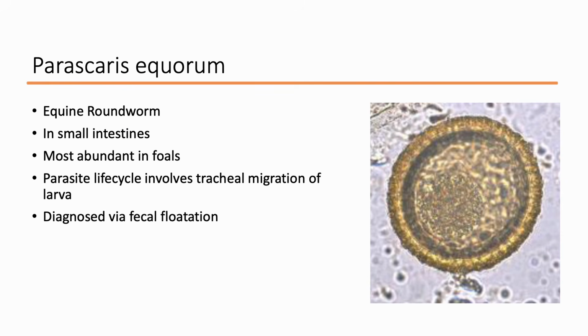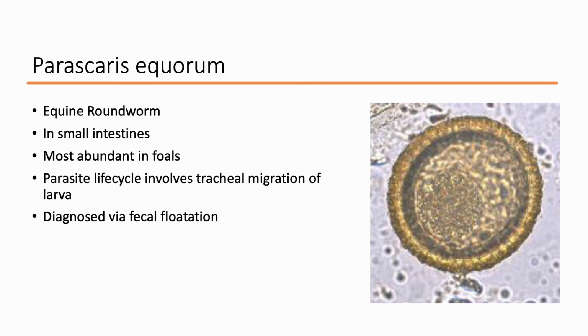The next Ascarid is Parascaris equorum. If you look at the name there and you see the Ascaris, that tells you we're talking about a type of nematode. The equorum sort of sounds like equine, so I think if you encountered this word on your VTNE, you could figure out that we're talking about the equine roundworm. This mostly affects the small intestines. It's most abundant in foals, and the parasitic life cycle involves tracheal migration of the larva.